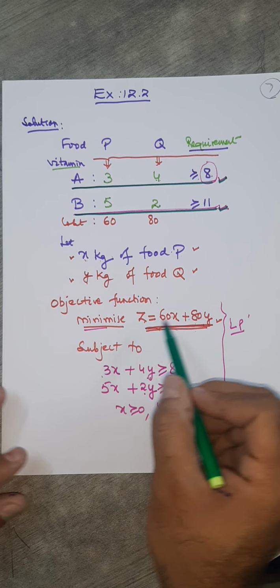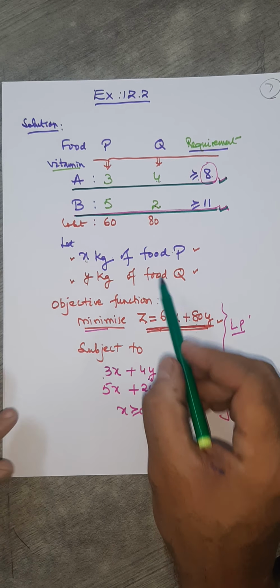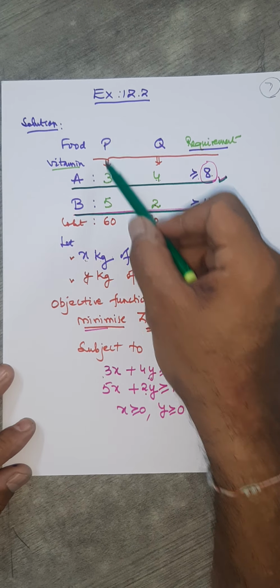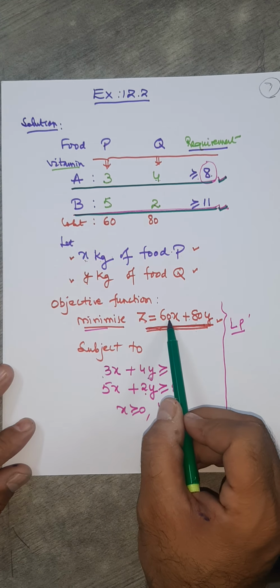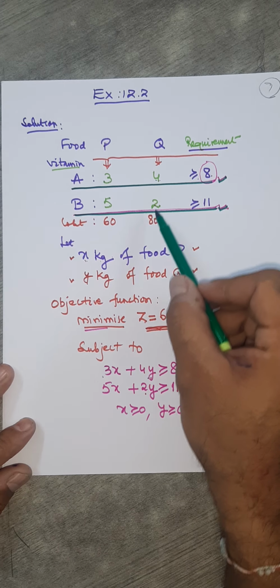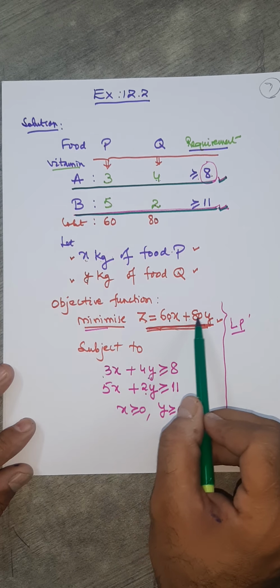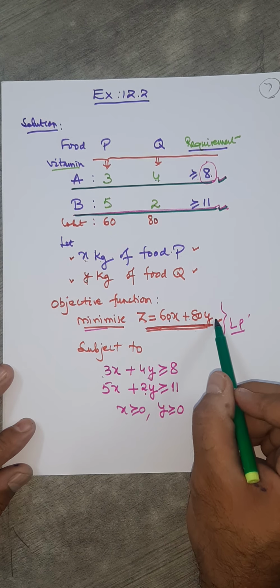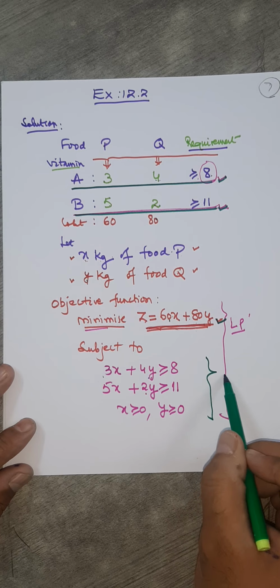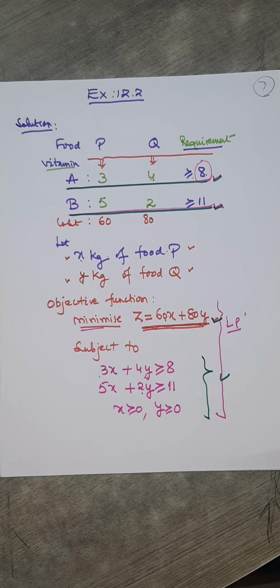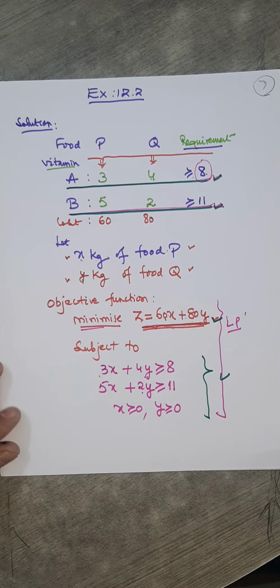In the question itself, it is written the minimum cost, so minimize the objective function. This is the total cost. Per kilogram for food P is 60, we have x kilograms, so 60x. Per kilogram for food Q it is 80 rupees, so 80 into y. So this is the cost function, and these are the constraints. Now you solve further as we did in the earlier exercise. The only important thing in exercise 12.2 and miscellaneous is this formulation of the LP problem from the given data.